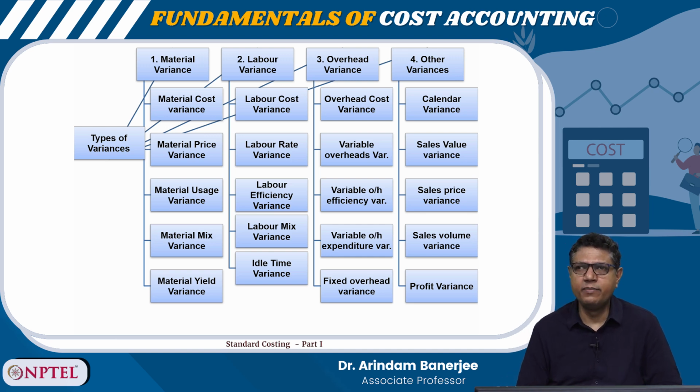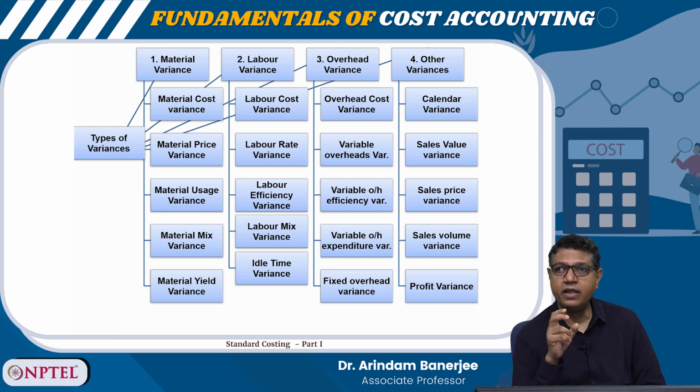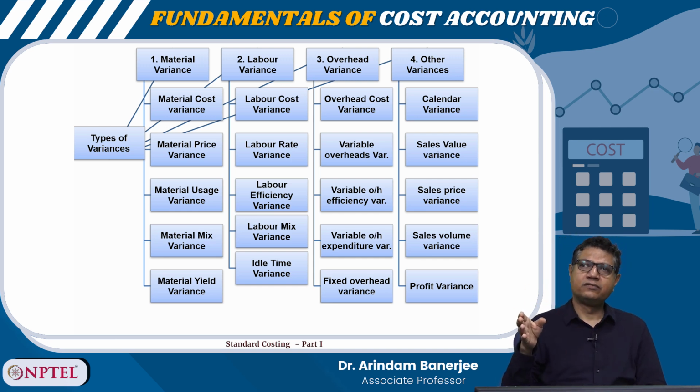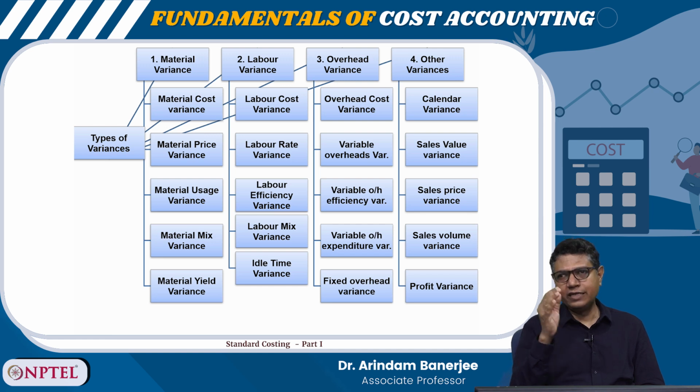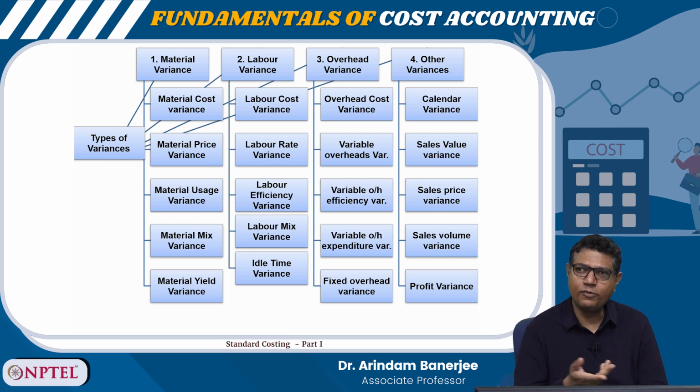Then number 2 is labor variance. Labor variance is labor cost variance. Labor cost variance is the difference between the standard labor cost and actual labor cost. And labor cost variance may happen because of labor rate variance. I perceived that I will pay 50 rupees per hour to a labor, but my actual cost is 60 rupees per hour. So there is a variance because of rate, and because of that the overall labor cost is also going up. It is changing.